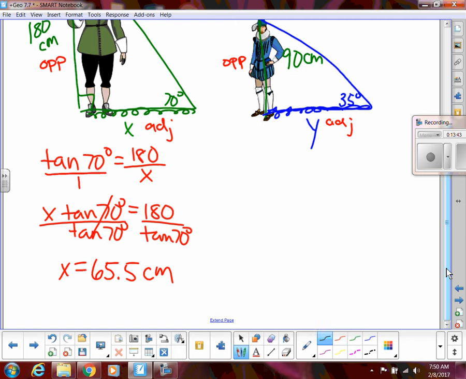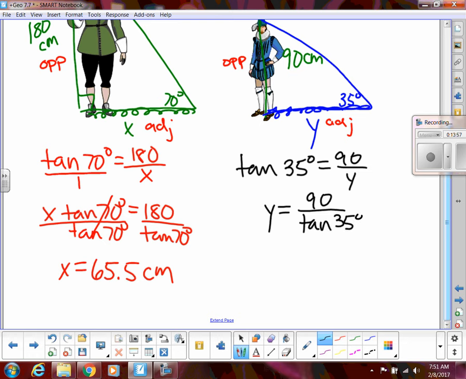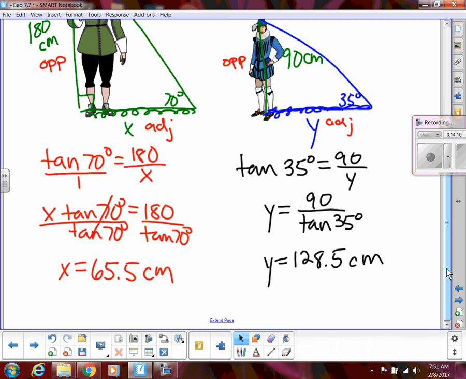Over here, tangent of 35 degrees is equal to 90 over y. So if we cross multiply and divide, I'm doing 90 divided by tangent of 35 degrees. So type that in. And I'm getting 128.5 centimeters. So Josh's shadow is longer because his angle of elevation is not as high. I don't know if you noticed that or not, but when the sun is lower on the horizon, you have longer shadows, and that makes sense.